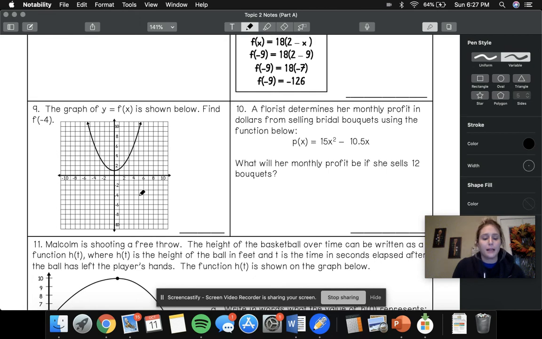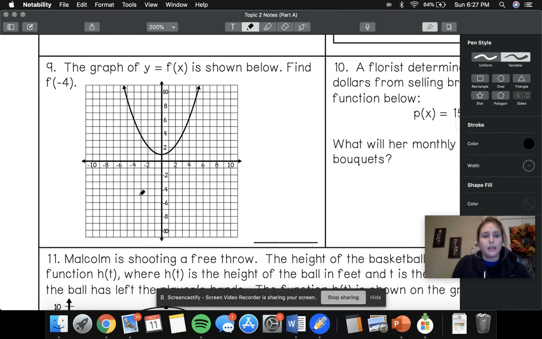Okay, for number 9, it says the graph of y equals f of x is shown. So here is a function that has been graphed. It says to find f of negative 4. So we just have to remember what this f of negative 4 is meaning. It says when the input is negative 4, or when x equals negative 4.